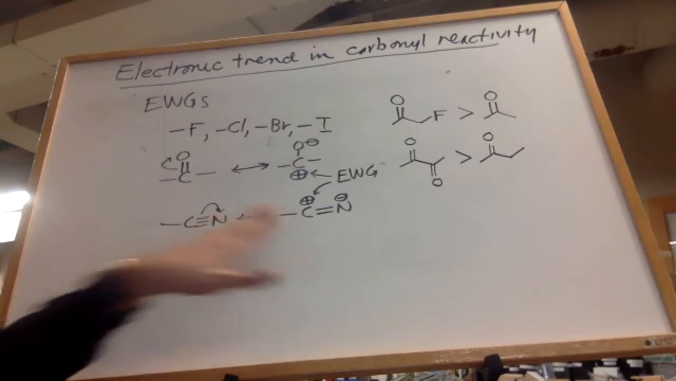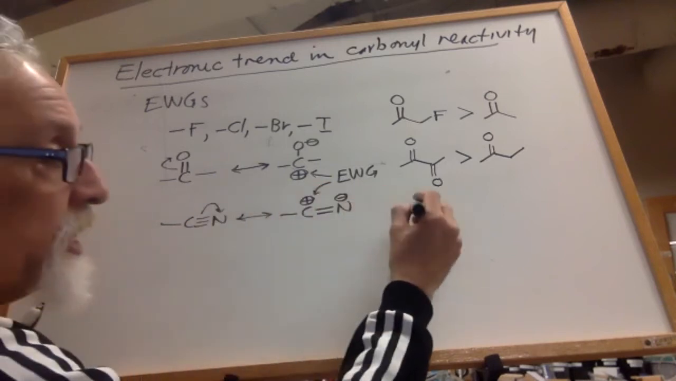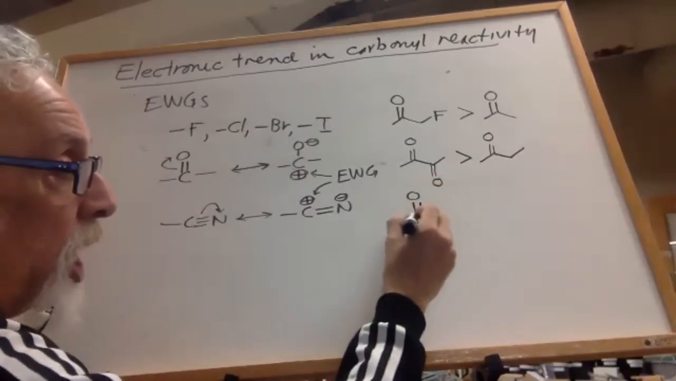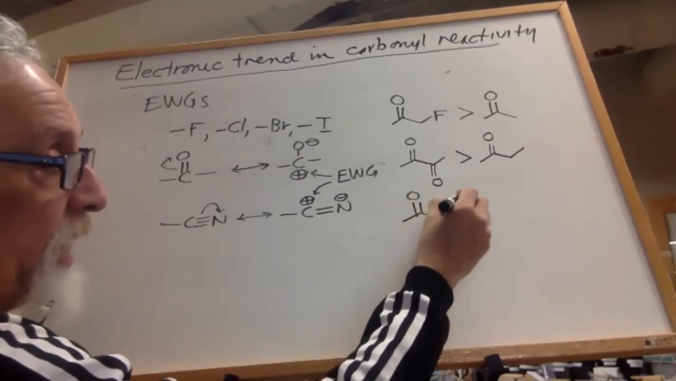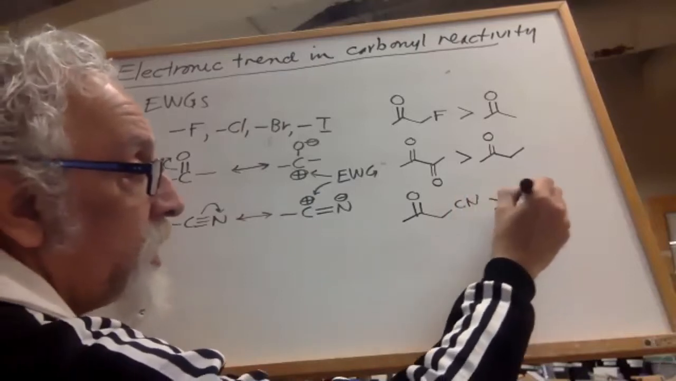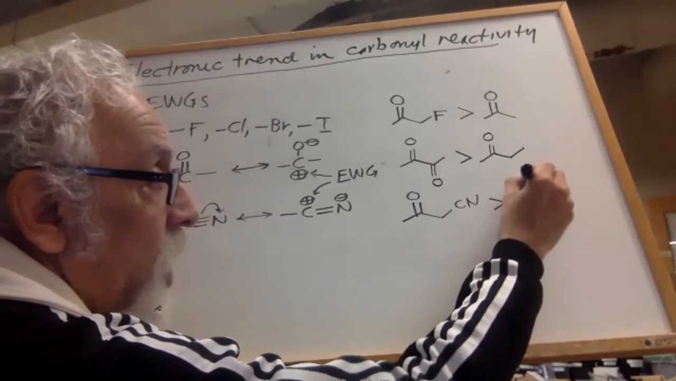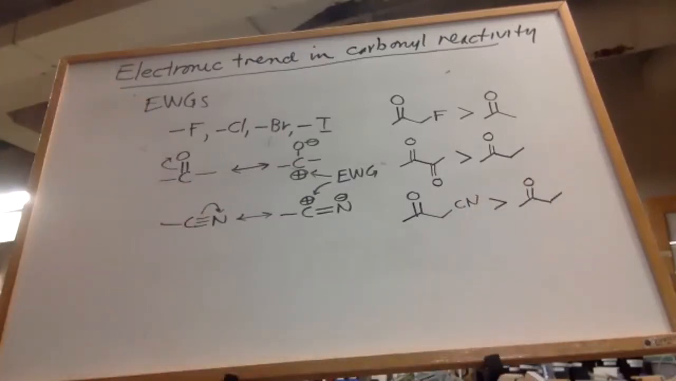An electron is negatively charged. An electron would be attracted to that positive charge. And so what I mean by this is that a molecule that has a carbonyl group that has a cyano group nearby is going to be more reactive than a carbonyl compound that doesn't have a cyano group on there.